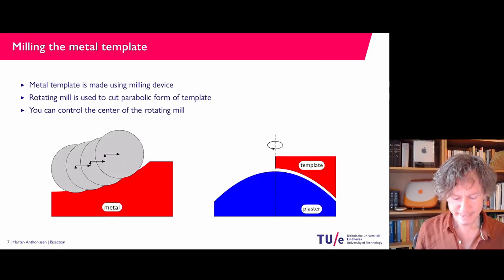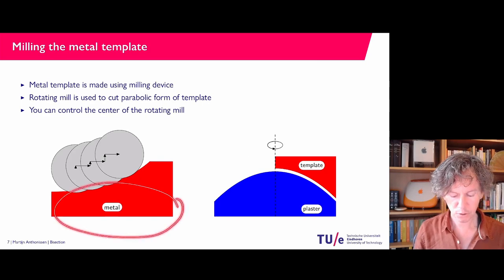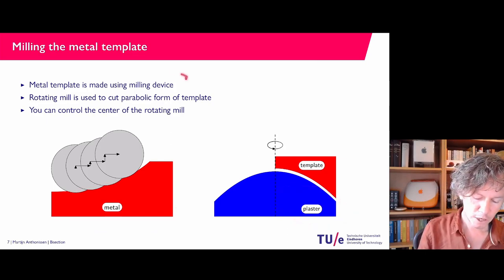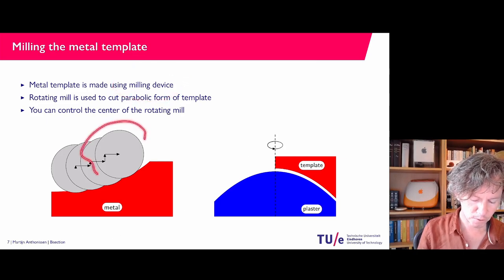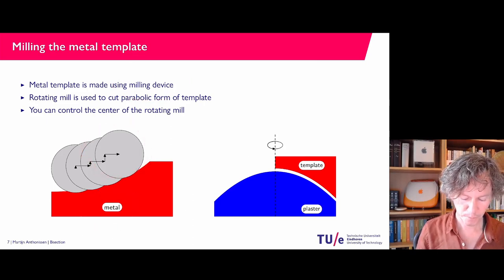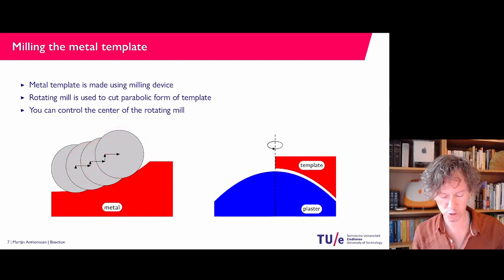Now, the way that this metal shape is made, that you need to make your plaster to get it into the right form, is using a milling device. And a milling device is just a little wheel, a little disc, that cuts the right shape out of the metal. Here the gray wheel, I've drawn it at multiple positions, and you see that if you move it from one position to the other, you can cut out a kind of parabolic shape here.